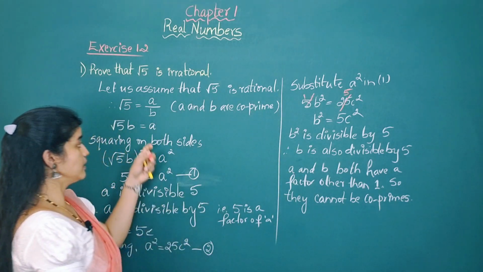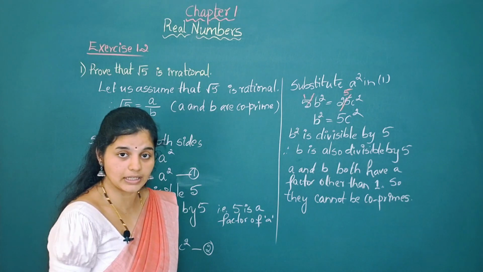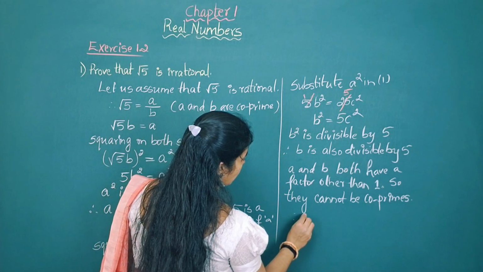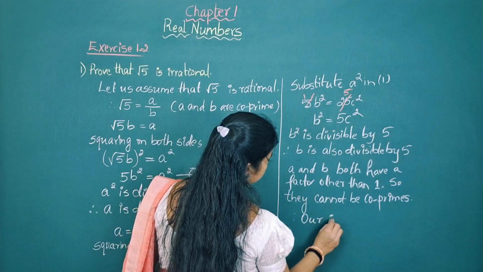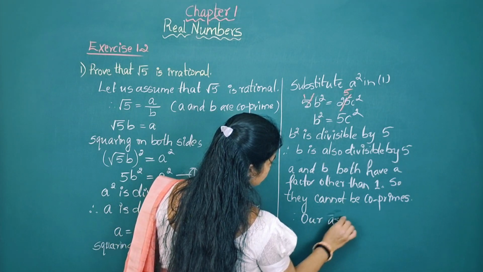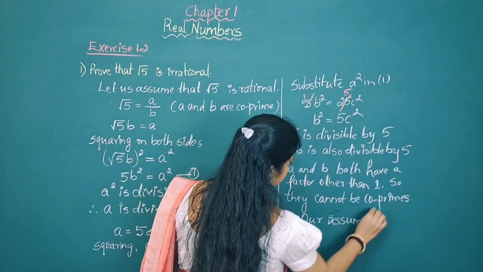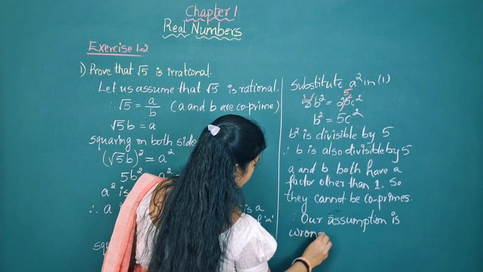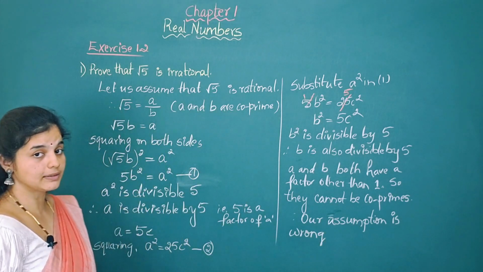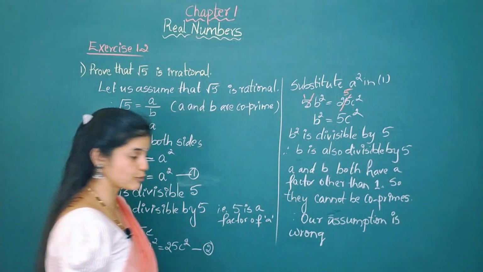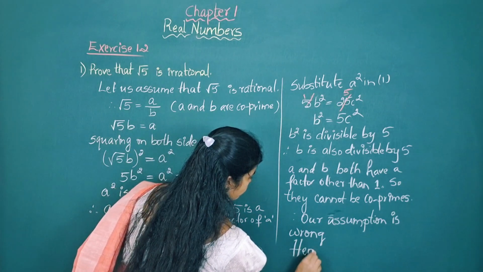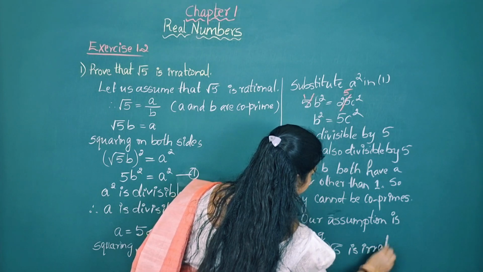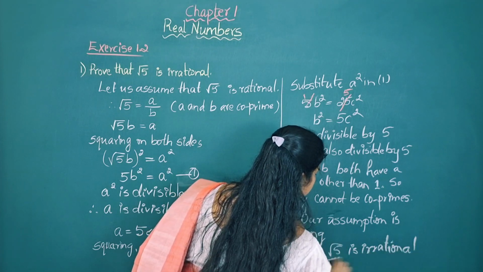But we have written root 5 as rational considering a and b as co-primes. So, we can write, therefore, our assumption is wrong. What is our assumption? Our assumption that root 5 is rational is wrong. Hence, root 5 is irrational.